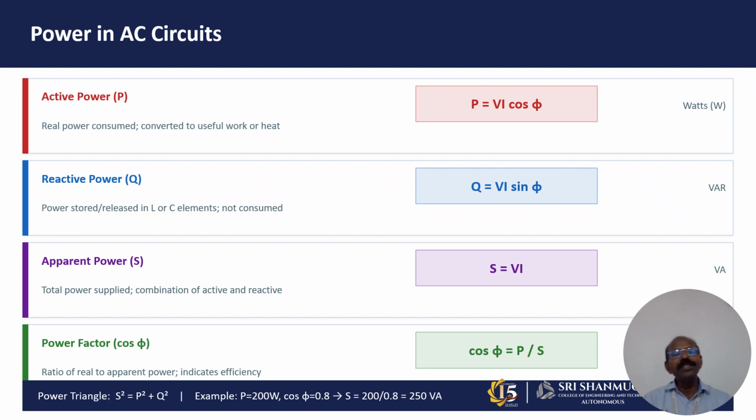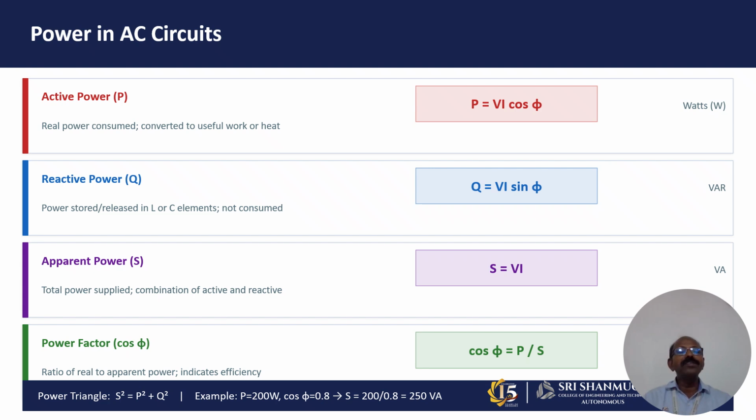To calculate real power, we use the formula P is equal to VI cos phi. The unit is watts. So the real power or active power is equal to voltage into current into power factor cos phi. By using this formula VI cos theta or cos phi, you can calculate the real or active power.